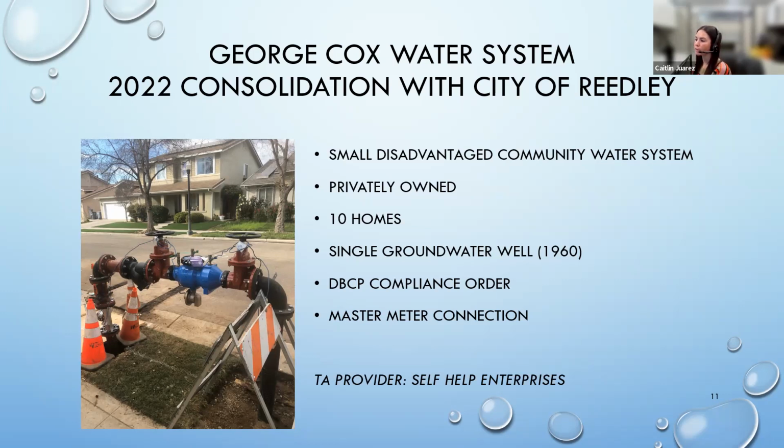Although changes in the funding source caused some delays for this project, it did receive funding in January of 2021 for roughly $400,000. The construction project included a 4-inch diameter water service intertie and backflow preventer that you can see in this picture. Once the city made connection to George Cox, the George Cox water system disconnected from their well. And as of March of 2022, they have been receiving all of their water through this master meter service connection.